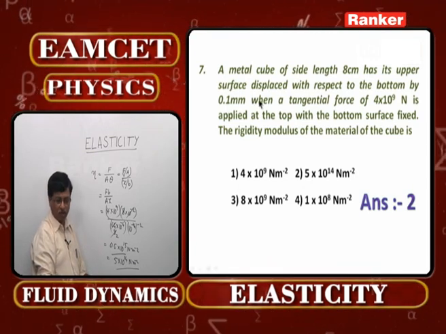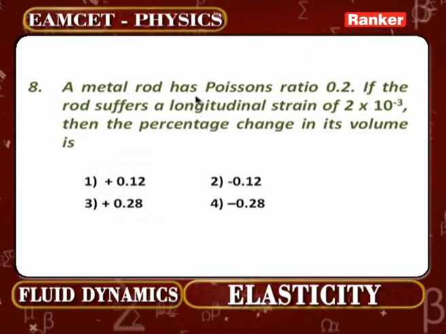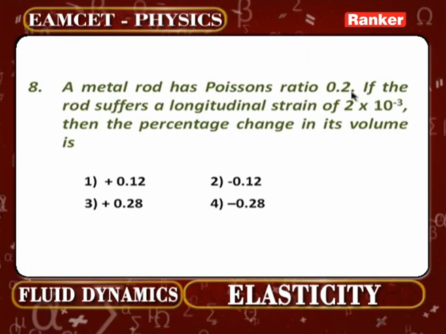Now come to the next one, that is question number 8, please. If we look at a metal rod has Poisson's ratio 0.2.